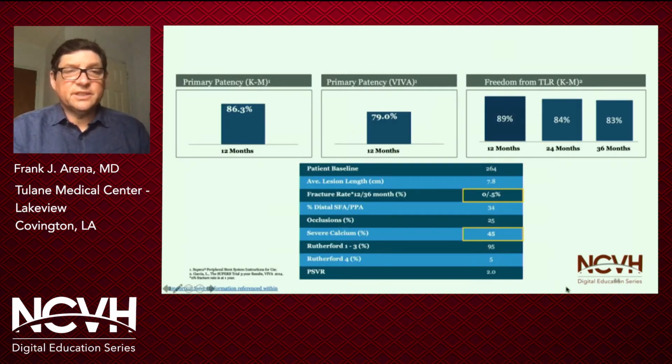As we see in this slide, very good Kaplan-Meier patency at 12 months and very good Viva patency at 12 months with, again, substantial freedom from restenosis and TLR over 3 years. This slide again shows that there was severe calcium at 45% of these lesions, which is a relatively real-world population.